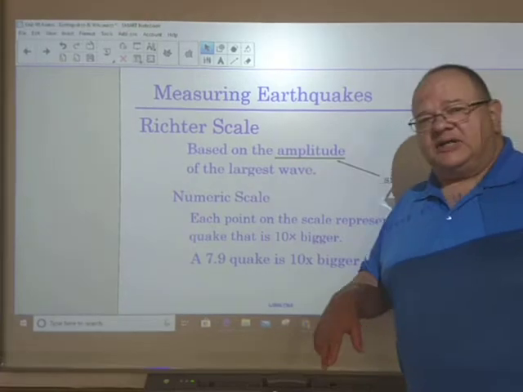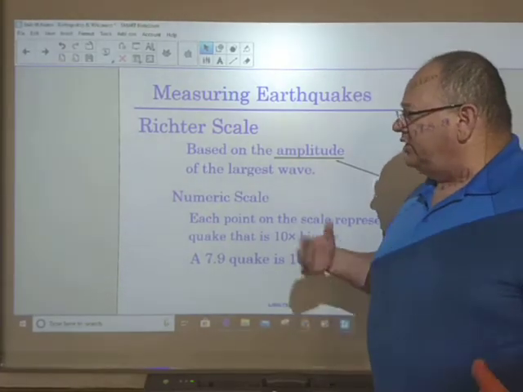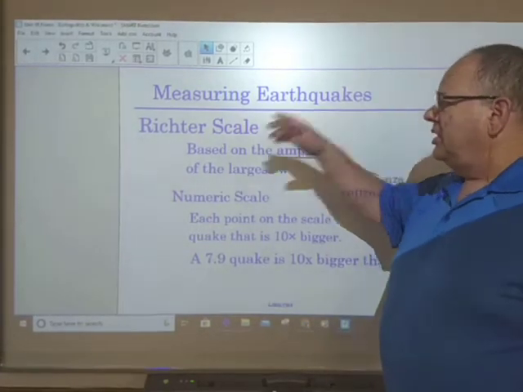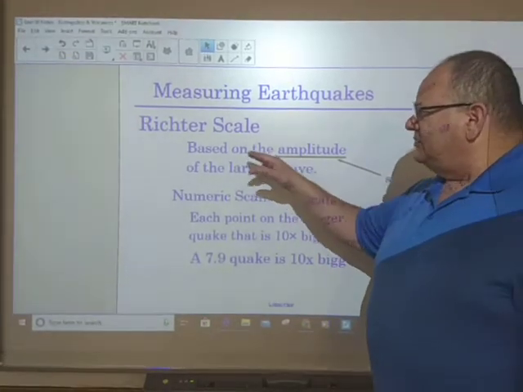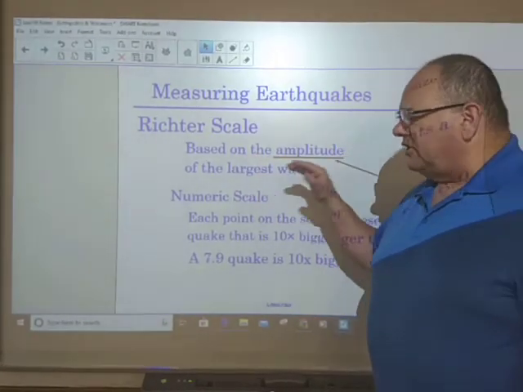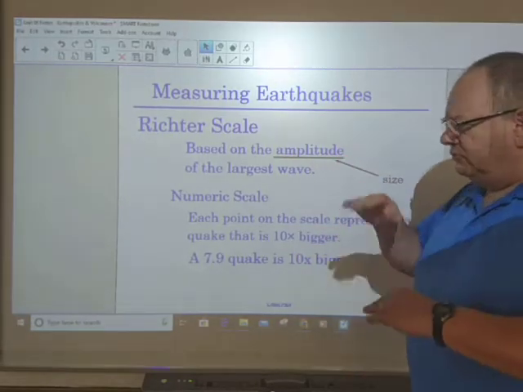All right, let's go on to that second point, measuring the earthquake. So, you hear about the Richter scale. The Richter scale is based on the amplitude of the largest wave. So amplitude means size.